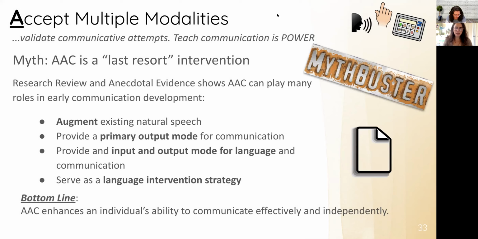All right, so another myth that will come up as well. The myth is AAC is the last resort intervention, that it should only be used after we've done all of these other things to work on speech and early language development. And that is a myth, and we want to bust it. AAC is not a last resort. It's not something that should be at the end of the line in our thinking. And for all the reasons that we went through, we want a way for students to be able to start interacting and learning language right away.